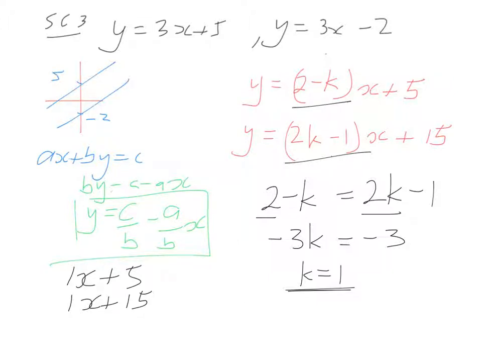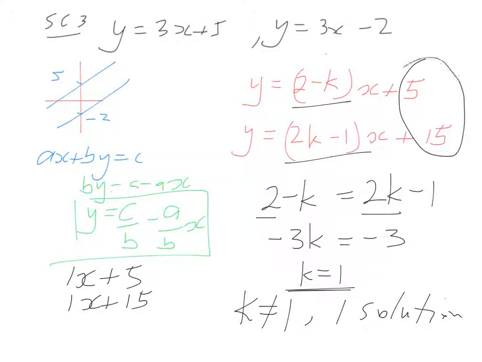Any other value of k, if k does not equal 1, then we have one solution. In this case, we can't have infinitely many solutions because our y-intercept is different. If it was something to do with infinitely many solutions, then k would be somewhere around here as well, but that would be a different case altogether. So we were just looking at lines that have no solutions and where things can come from that.